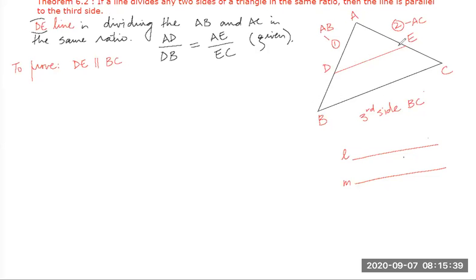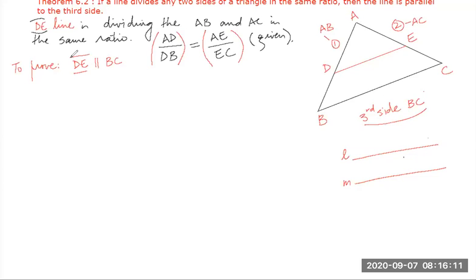Now DE line is dividing AB in the ratio AD by DB, and DE line is dividing AC in the ratio AE by EC, right? So we have to prove that this line, DE, is parallel to the third side of the triangle. Now what is the third side of this triangle? First side is AB. Second side, AC. And third side is BC. So DE is parallel to BC.